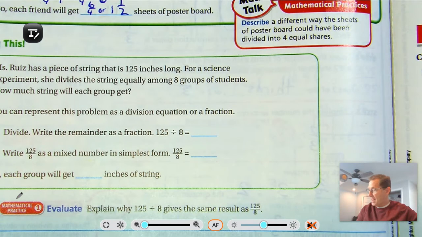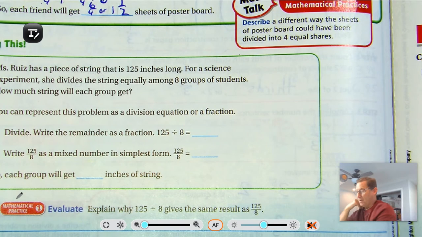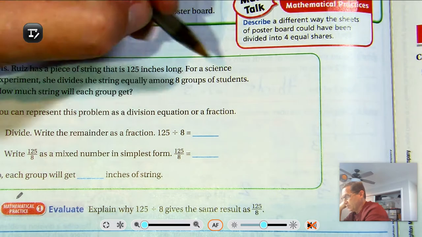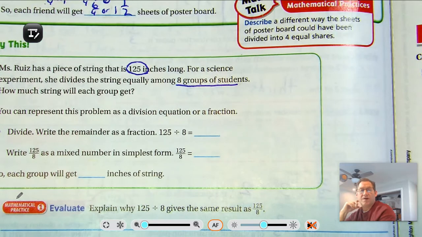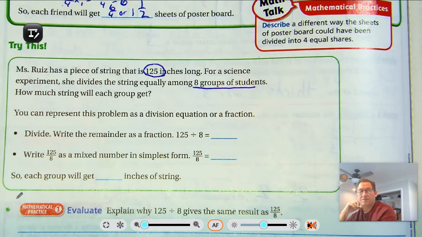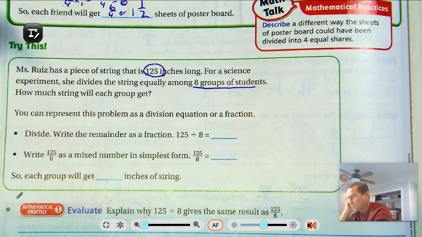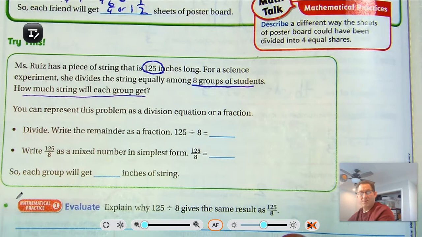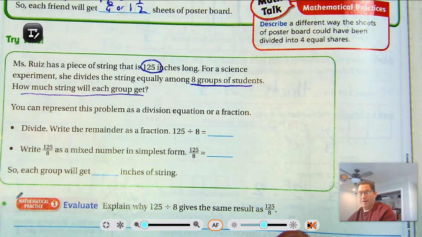Ms. Ruiz has a piece of string that is 125 inches long. For a science experiment, she divides the string equally among 8 groups of students. So that's what we're dividing by. Our divisor is going to be 8. Our dividend is 125. How much string will each group get? We can represent this problem as a division equation or a fraction. So if we were dividing, we would just say 125 divided by 8, right?